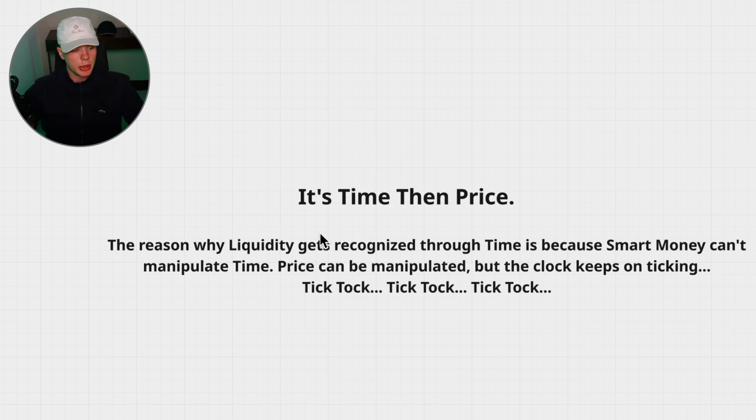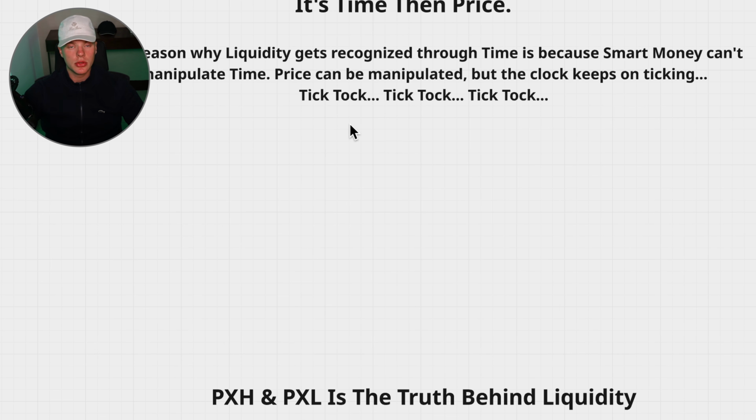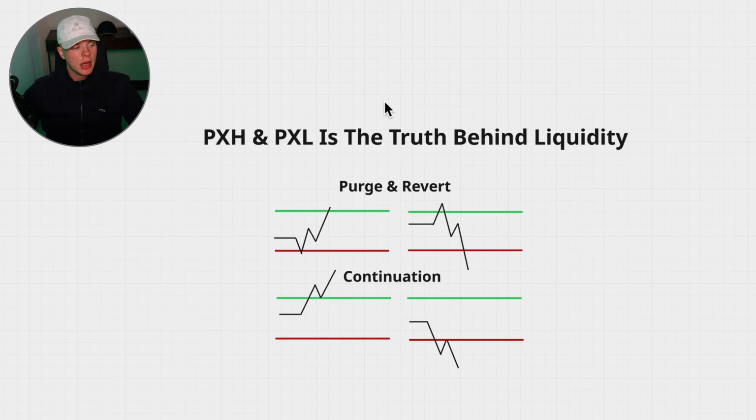The reason why liquidity gets recognized through time is because smart money can't manipulate time. Price can be manipulated, but the clock keeps on ticking. Tick, tock, tick, tock. And therefore, time plays a huge role when it comes to recognizing these high-frequency trading algorithms, their footprints. So to not pay attention to time is literally holding yourself back significantly.